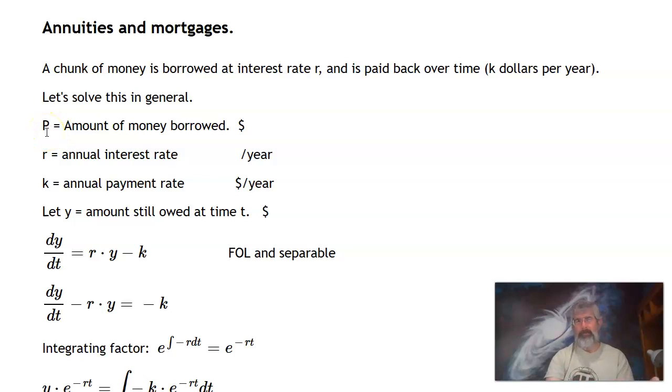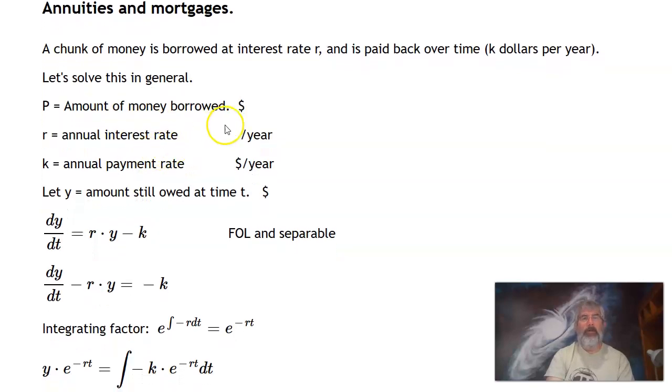Let's think of it in terms of doing a mortgage. So you're going to borrow P dollars. So at time zero, that's the amount owed. Let R be the annual interest rate. So, I'm noting the labels here, the units. We're measuring the amount owed in dollars. The annual interest rate is per year. That's the label for the interest rate.